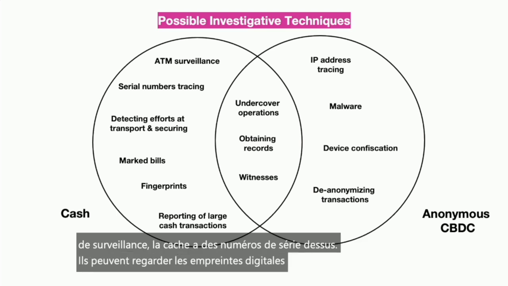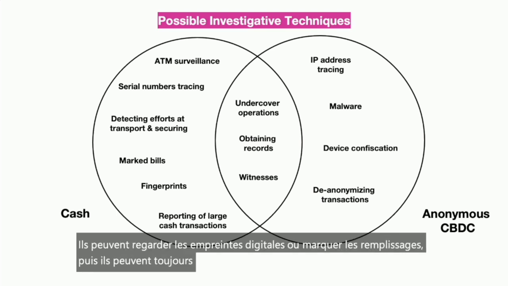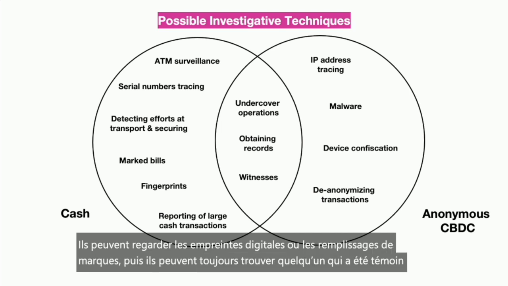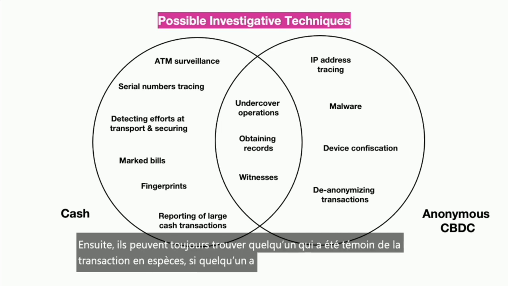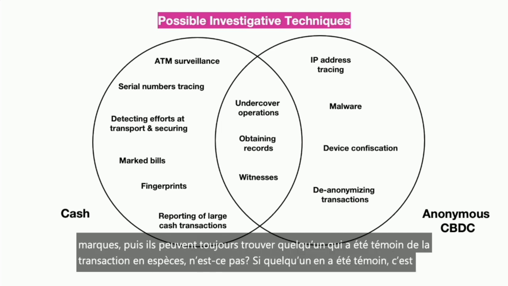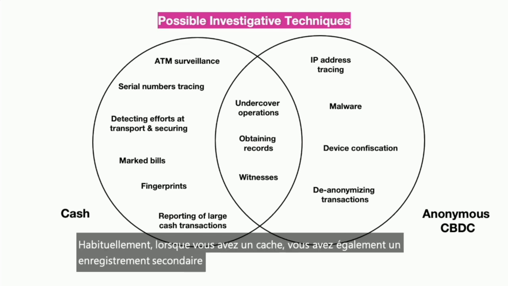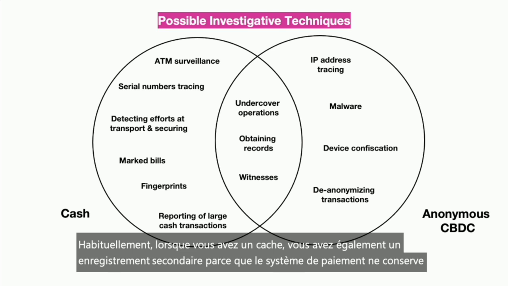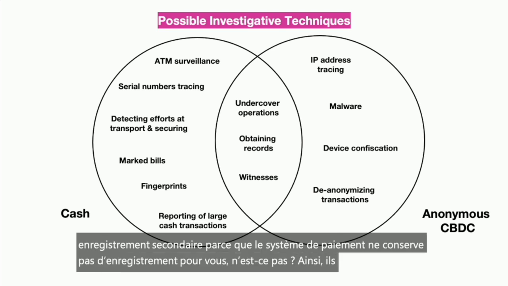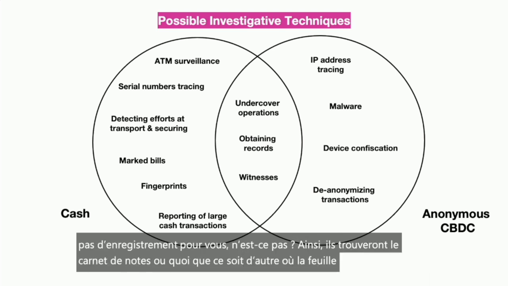Then they can find someone who witnessed the cash transaction, right? If someone witnessed it, then that's fine. So they can obtain records. Usually when you have cash, you also have a secondary record because the payment system isn't keeping a record for you, right? So they'll find the notebook or the spreadsheet where all these operations are being mentioned.